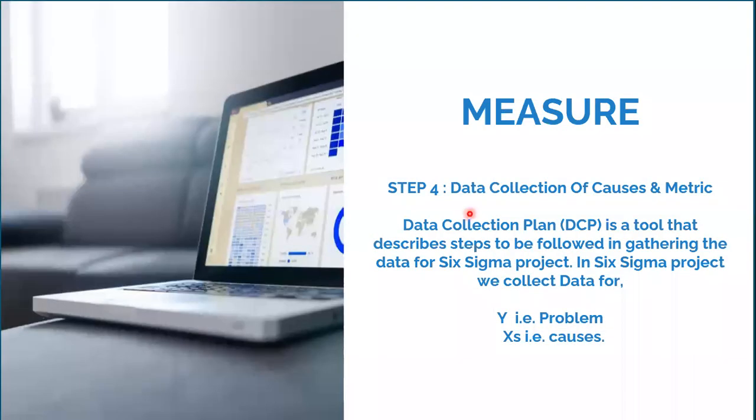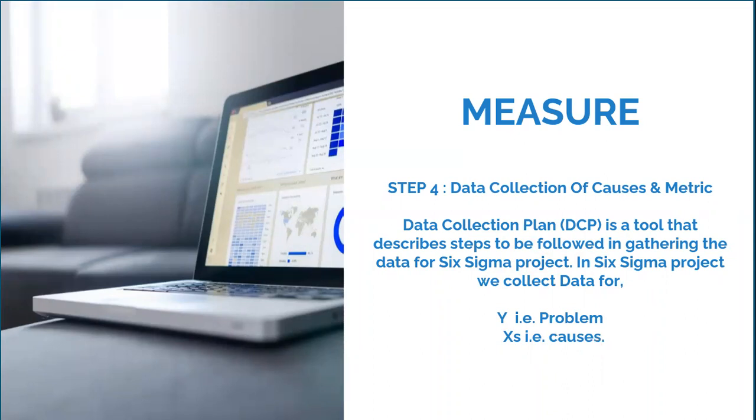Right. So step number 4, data collection of causes and metric. Metric is your project Y. The Data Collection Plan, DCP, is a tool that describes the steps to be followed in gathering the data for a Six Sigma project. In a Six Sigma project, we collect data for both Y in the Measure phase, of course, Y, that is the problem, and X's, that is causes. Which causes? The critical ones, which we finalized in the CI matrix. That's the previous step. So those causes.